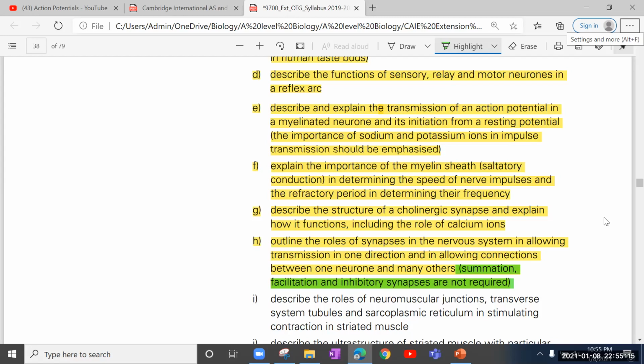Outline the role of synapses in the nervous system in allowing transmission in one direction and in allowing connections between one neuron and many others. However, summation, facilitation, and inhibitory synapses are not required. So these are all the learning objectives as per our CAIE specifications.